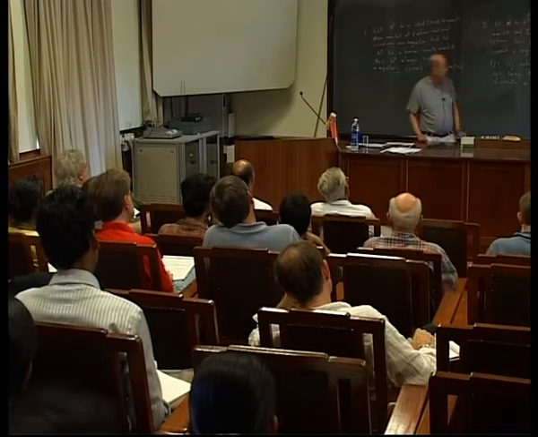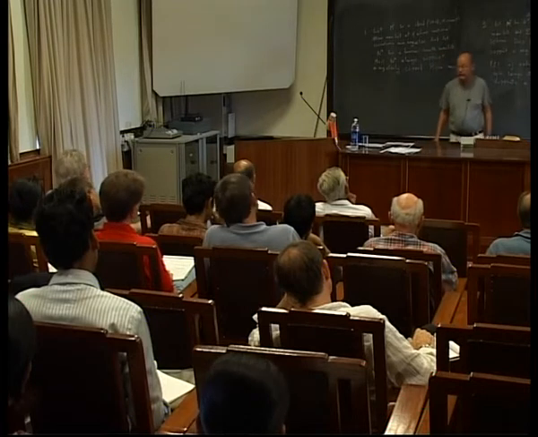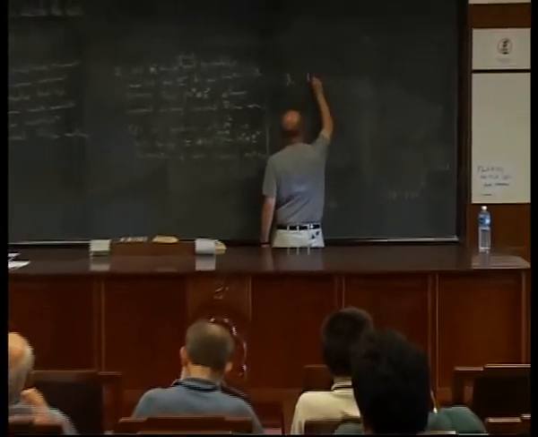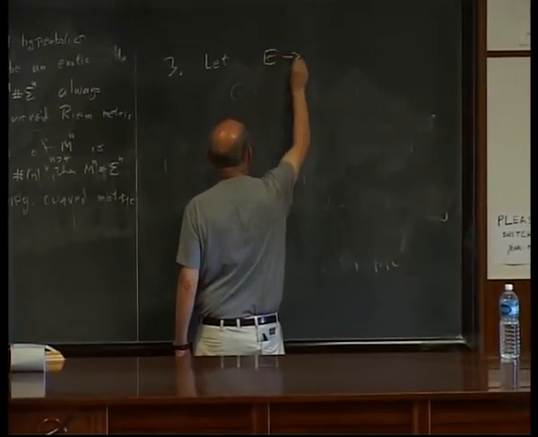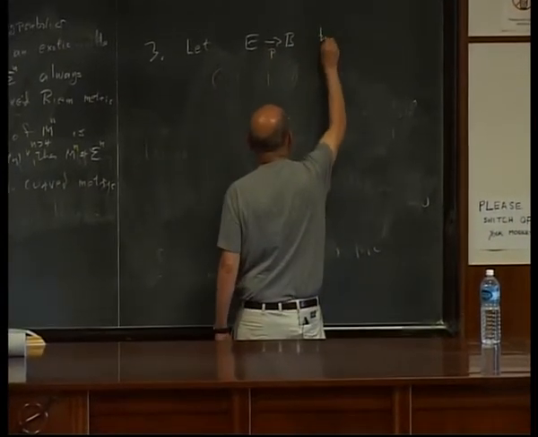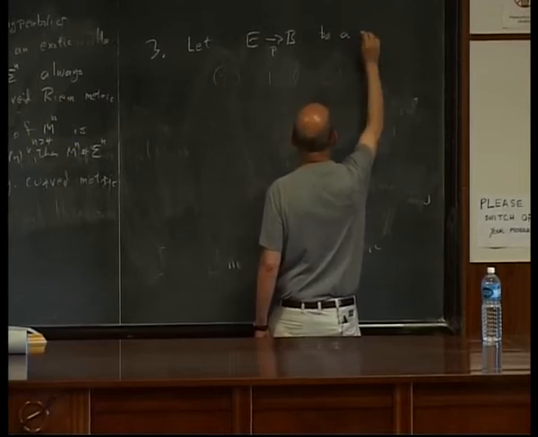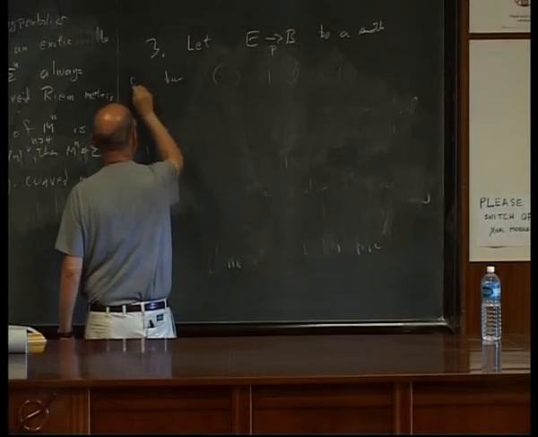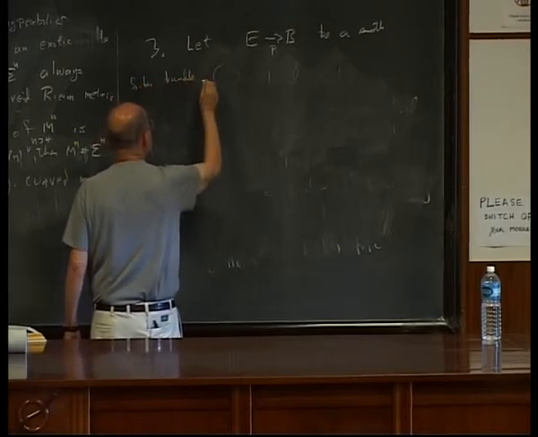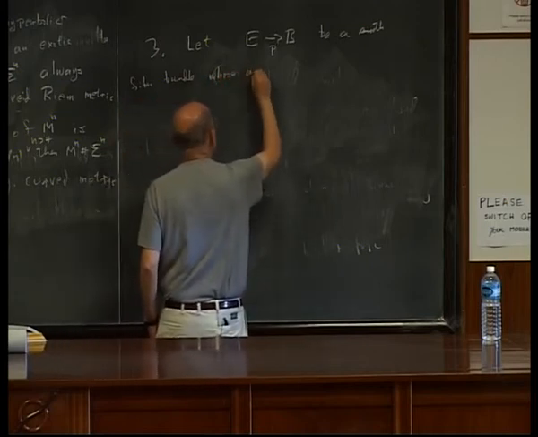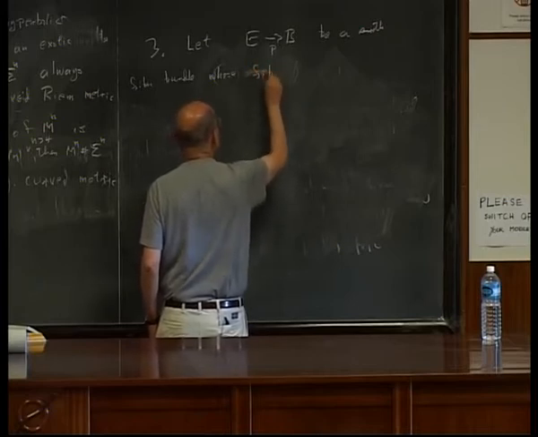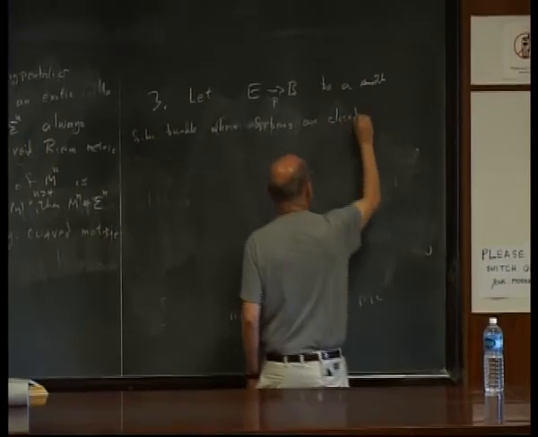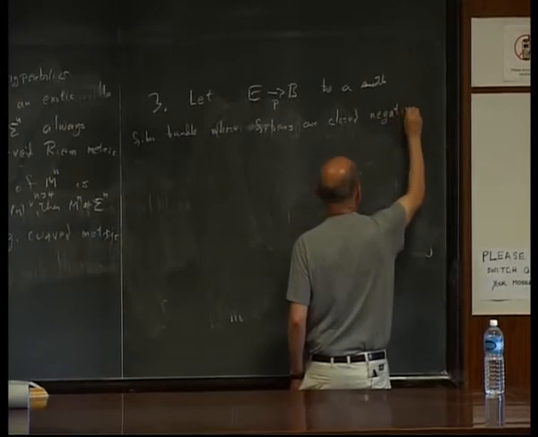That's the problem. And I guess maybe the third question is the one I ended my talk with on Tuesday. So let E, p, B be a smooth fiber bundle whose fibers are closed, negatively curved Riemannian manifolds.